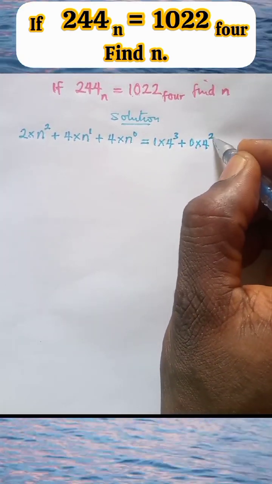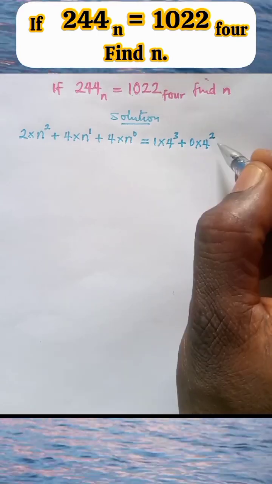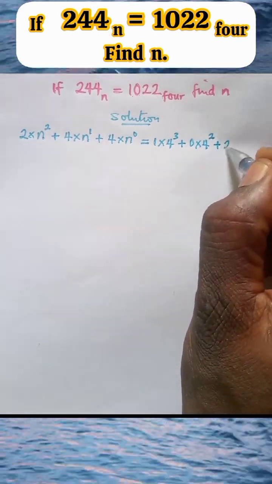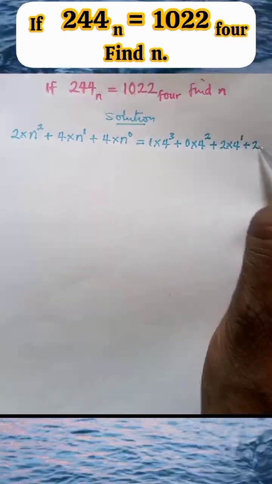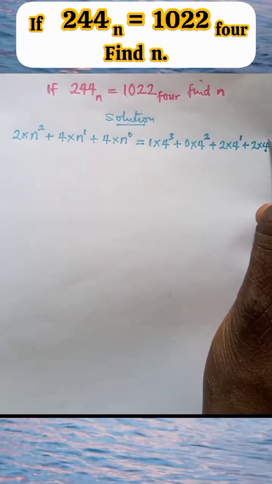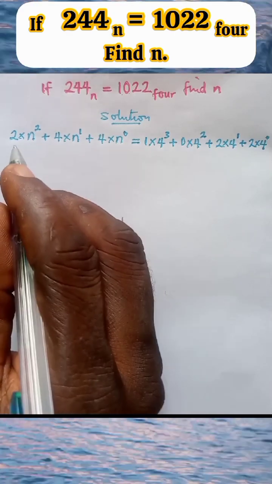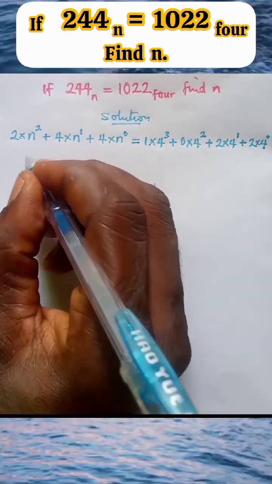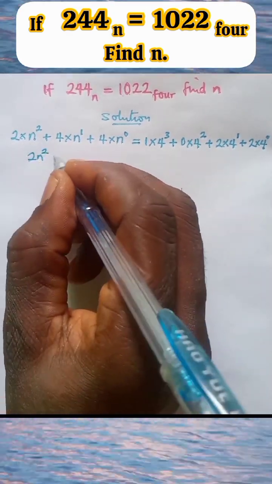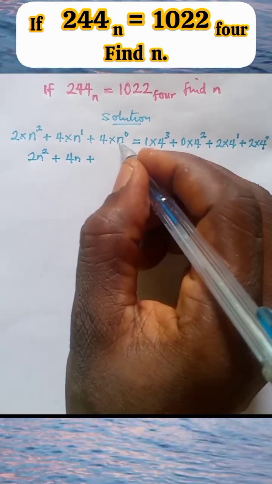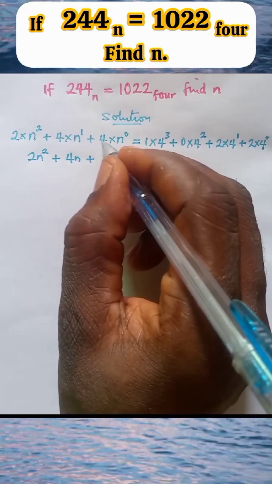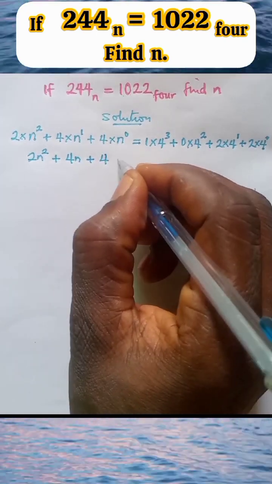Plus 0 multiplied by 4 raised to power 2. Next, plus 2 multiplied by 4 raised to the power of 1. Plus 2 multiplied by 4 raised to the power of 0. We have that 2 multiplied by n squared gives us 2n squared. Plus 4 multiplied by n is 4n, plus n raised to power 0 is 1. 1 multiplied by 4 is 4.